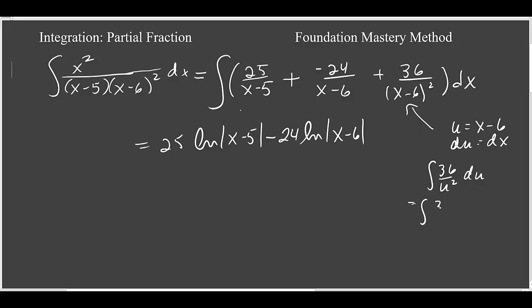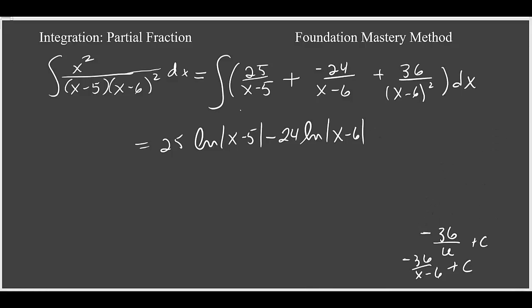And that will be the same as integrating 36 times u to the minus 2 power, which will be minus 1 over u. So this will be minus 36 over u, plus some constant of integration. And then, since u is x minus 6, this will be minus 36 over x minus 6. So this final term will integrate as minus 36 over x minus 6, plus your constant of integration.